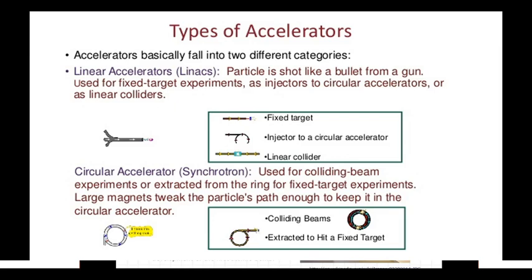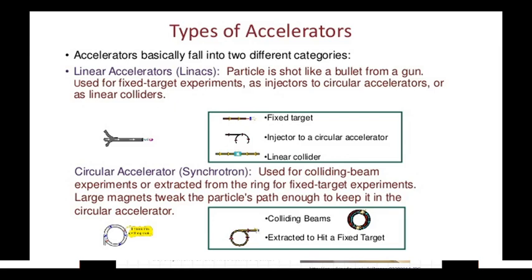The next type of accelerator is the circular accelerator, which is used for colliding beam experiments, or extracted from the ring for fixed target experiments, like the cyclotron, synchrotron, etc. So these are the two different types of accelerators we have. One is the LINAC, which is a linear accelerator. The second one is whose path will be circular. That means it will be a circular accelerator like a cyclotron or synchrotron.